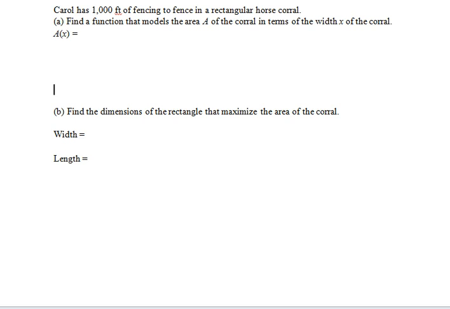Carol has 1,000 feet of fencing to fence in a rectangular horse corral. Find a function that models the area A of the corral in terms of the width x of the corral.